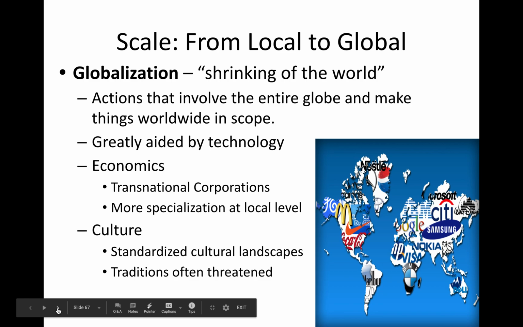shop production. And then culture, as I already mentioned, it creates a cultural landscape. Everyone has the same name brand. There's not much variation in clothing, music. That's kind of the homogeneous, standardized cultural landscape that globalization and transnational corporations move forward. And then traditions often are threatened to be lost.